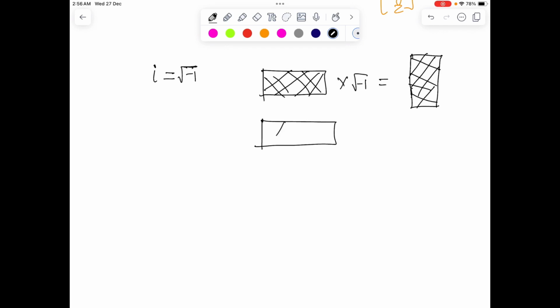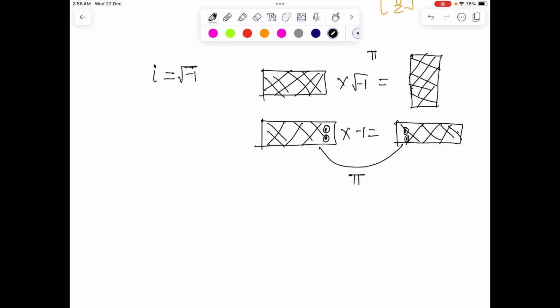Unlike minus 1, which rotates the object by 180 degrees. Right, so this was a 1 degree, pi angle rotation, and this was a pi by 2, 90 degree rotation. That was the physical significance.